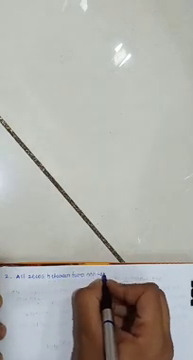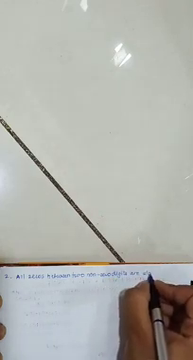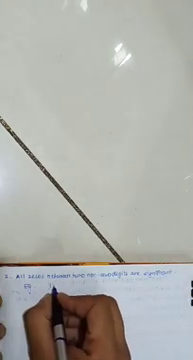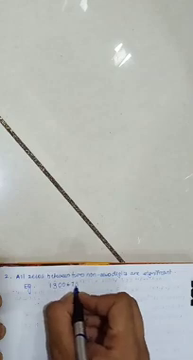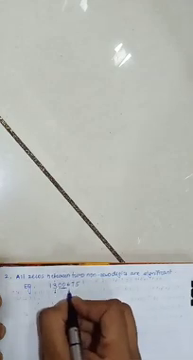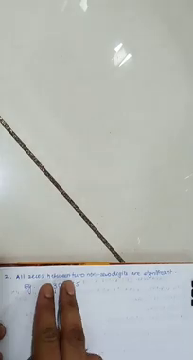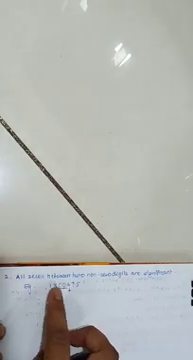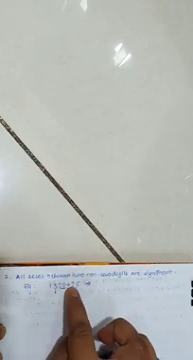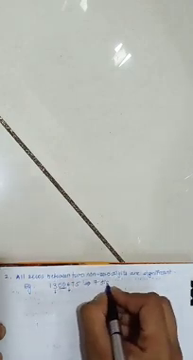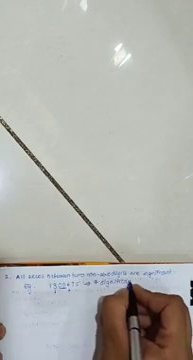All zeros between two non-zero digits are significant. I can give you an example like 1300675. Here the zeros are between two non-zero significant digits. Yes or no? There are two non-zero digits between which your zeros are lying. So these zeros are considered to be significant. So total significant digits 1 2 3 4 5 6 7. So there are 7 significant figures.